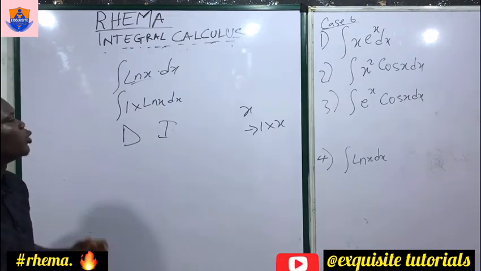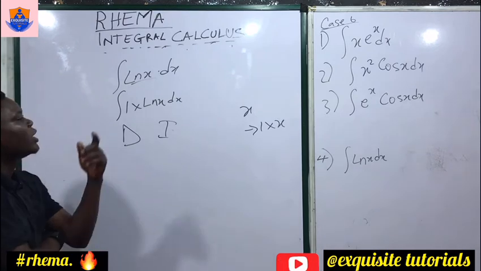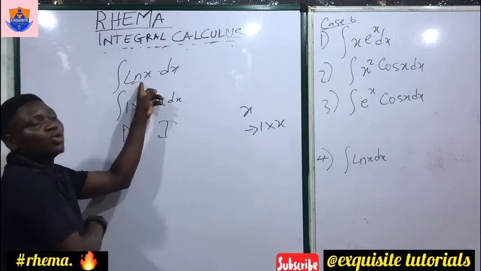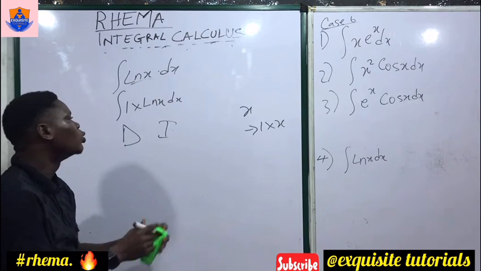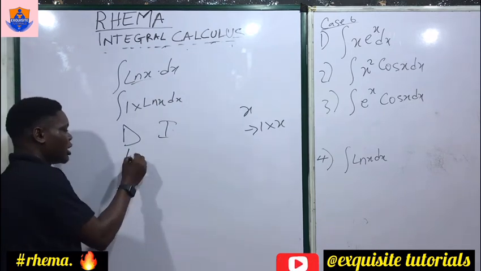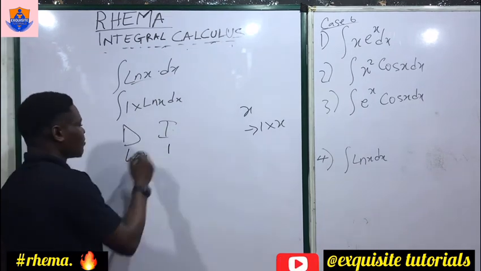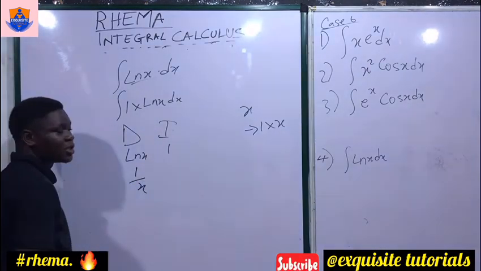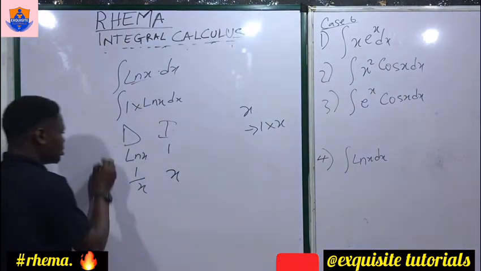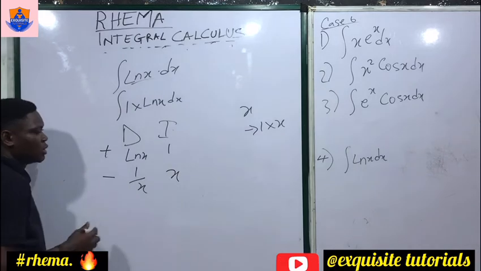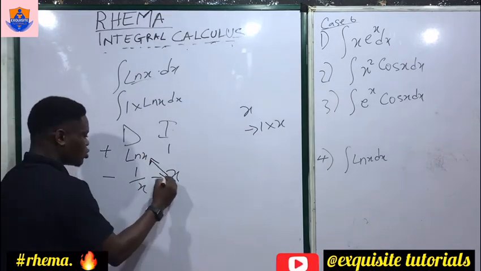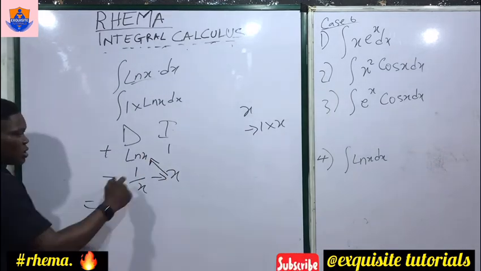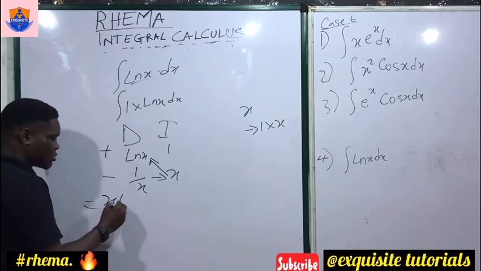But the question is, which do we integrate? We can't integrate ln x because the original question is to integrate ln x. So we rather differentiate ln x and integrate 1. So when I differentiate ln x, I will have 1 over x. When I integrate 1, I will have x plus and minus. Now this goes to this and this goes to this. So it's x times ln x.